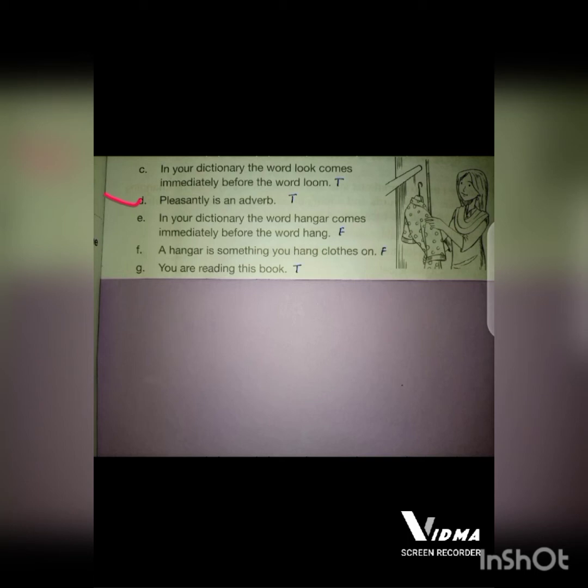The first way we can identify it is this ly. And then obviously these words add to the meaning of verb, so we can say that it is an adverb. E. In your dictionary, the word hanger comes immediately before the word hang. This is false. You can look in your dictionary. Word hanger does not come immediately before the word hang.